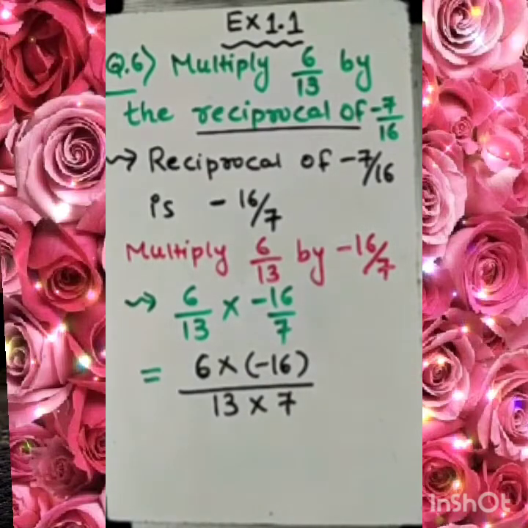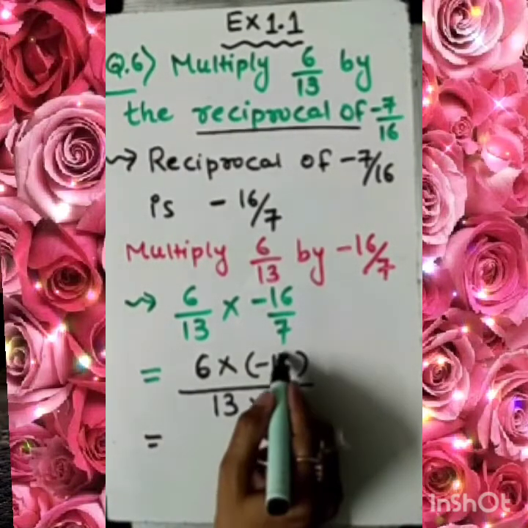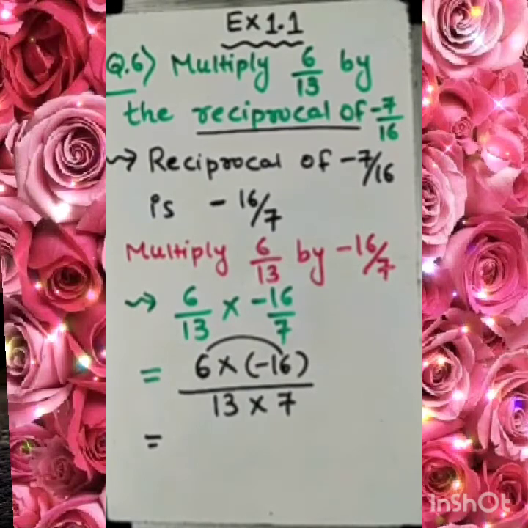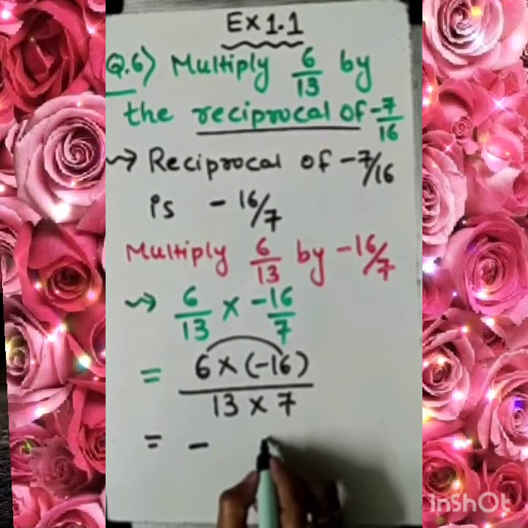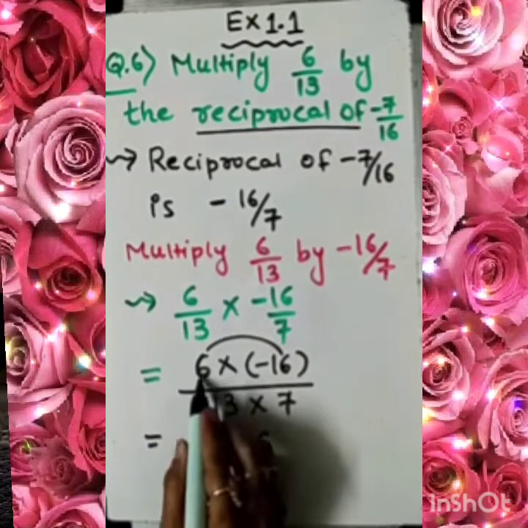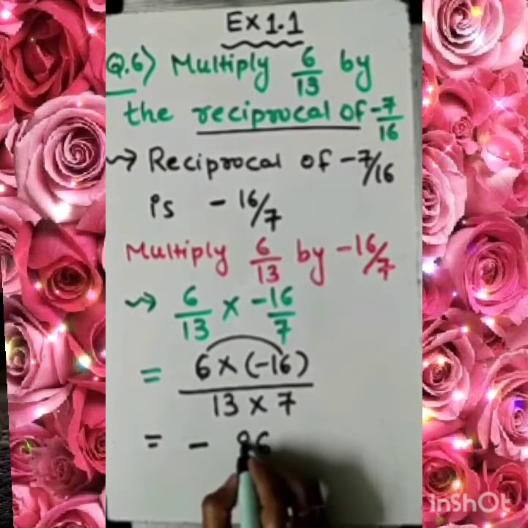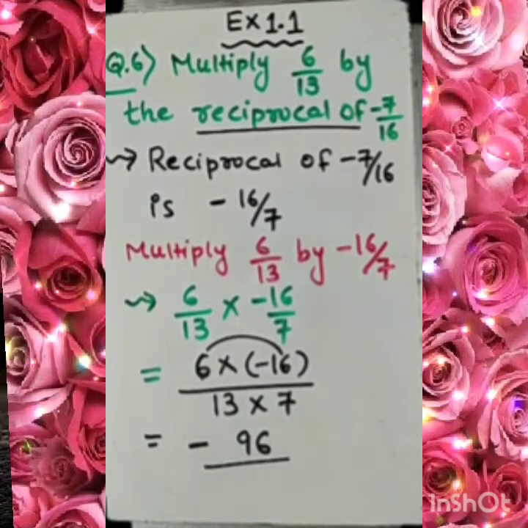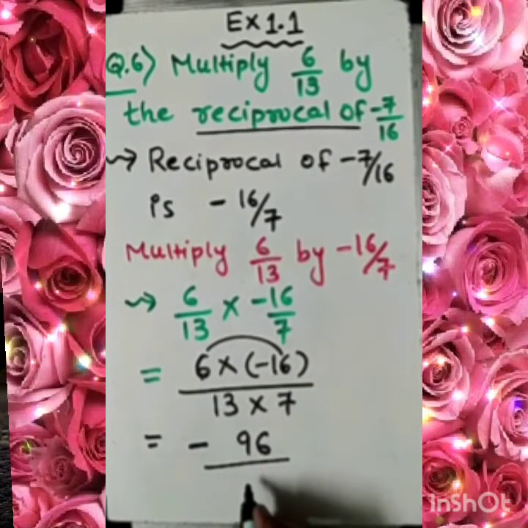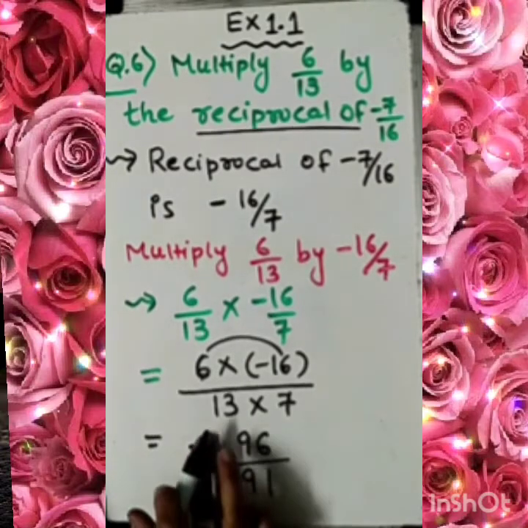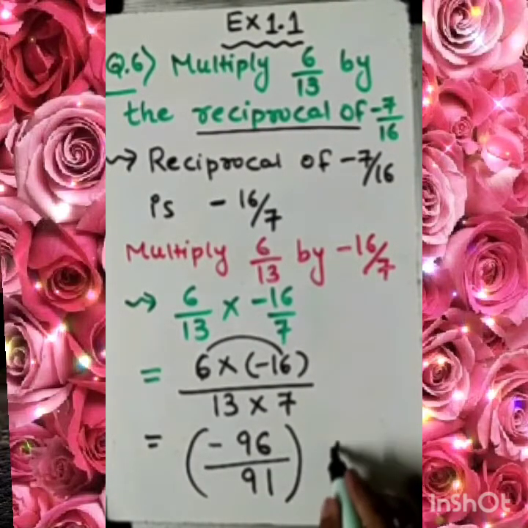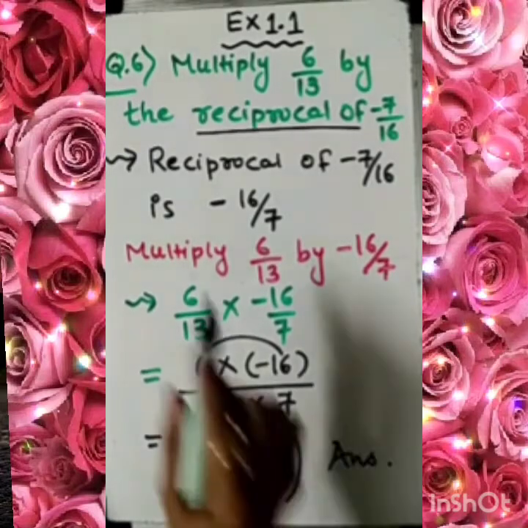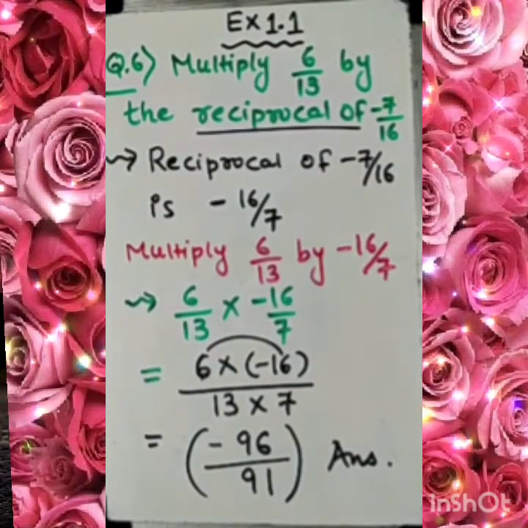Clear to you? So dear student, 16 sixes. Here minus is already there. 6 sixes are 36, 3 carry over. 1 six is 6, so it will be 96. And 13 sevens we know is 91. So the answer is minus 96 by 91. That is the solution for this given question.